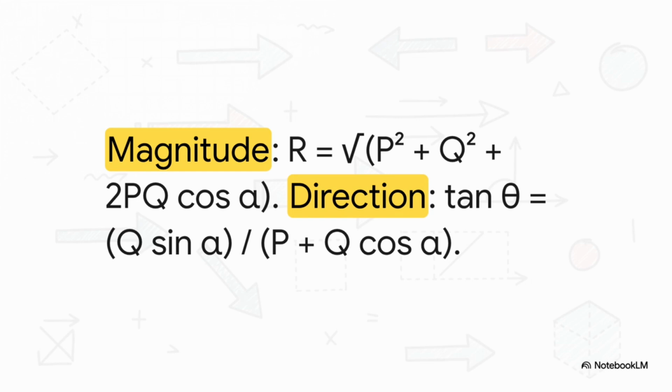Now, drawing pictures is great for getting the feel of it. But come on, this is engineering. We need precision. And lucky for us, a little bit of geometry gives us these two powerful formulas. The first one lets us calculate the exact magnitude, or strength, of that resultant force R. The second one gives us its precise direction, the angle theta. This is how we get the hard numbers.